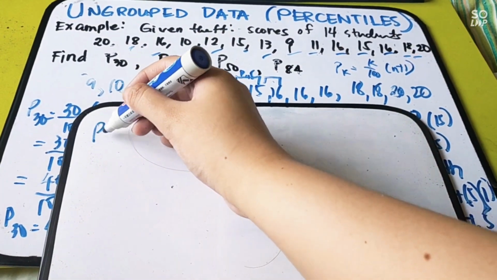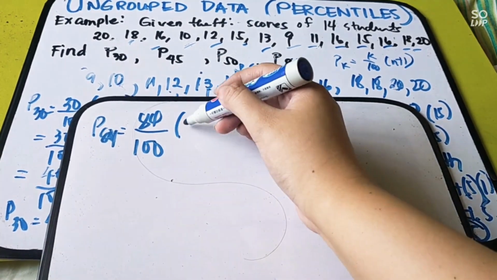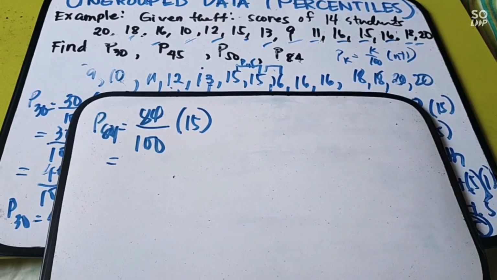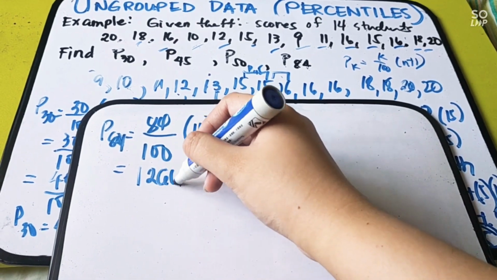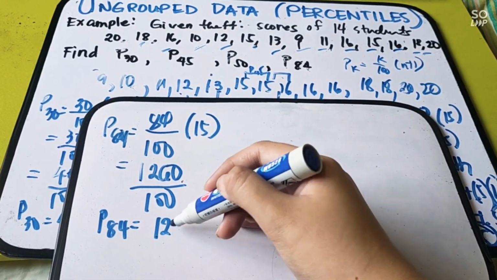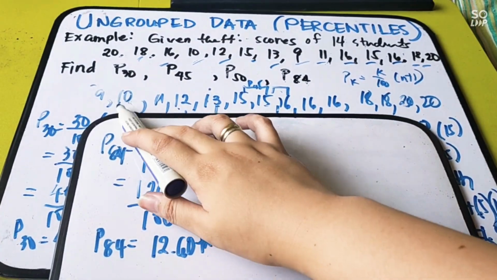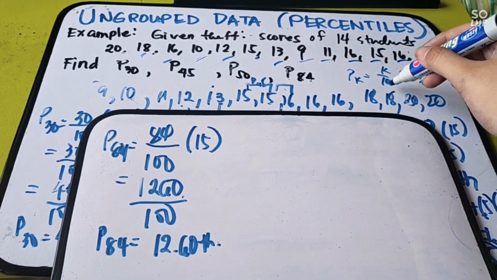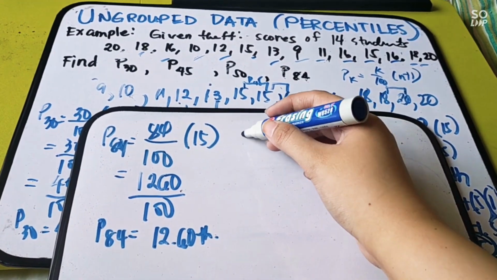84th percentile. P sub 84, that is 84 over 100 times 15, kasi 14 plus 1. 14 lahat ng data plus 1. So, this one, let us calculate. 84 times 15, that is 1,260 over 100. Therefore, ang ating 84th percentile is 12.68. Yan. So, pang number 12 and 13. 1, 2, 3, 4, 5, 6, 7, 8, 9, 10, 11, 12. So, nandito siya. Nasa gitna siya noon. 18 and 20.